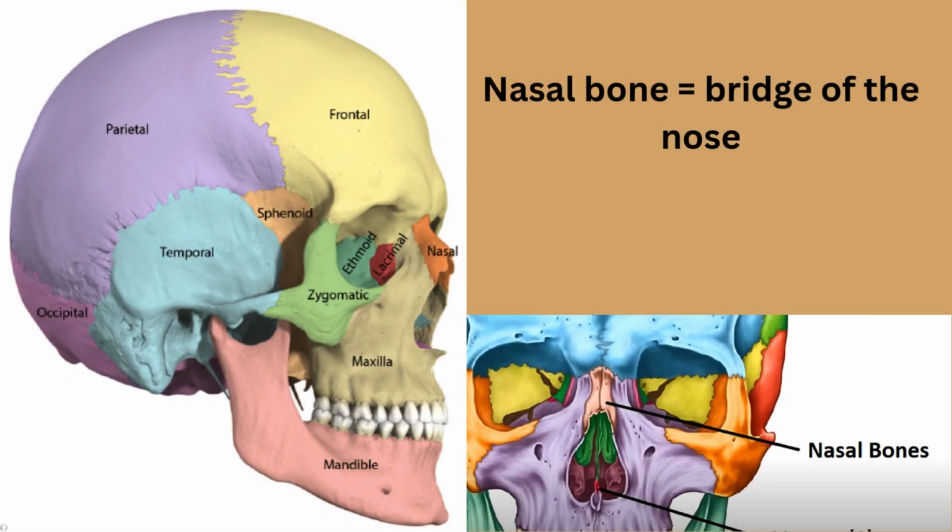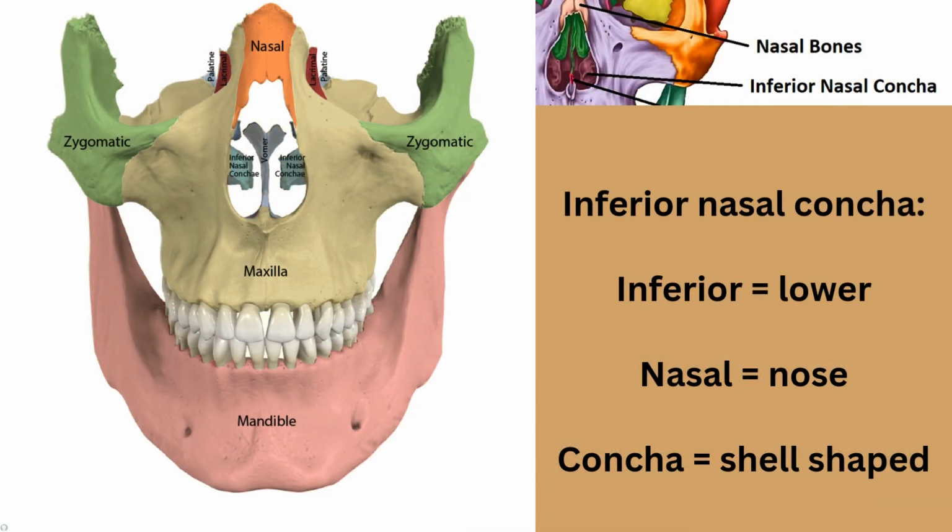Next is the nasal bone, and as the name suggests, nasal stands for nose, so it will form the bridge of the nose. Next is the inferior nasal concha, and the way to remember it is by dividing the words. Inferior means lower, nasal means nose, and concha means shell-shaped. So it is located in the lower part of your nose and it's shell-shaped.